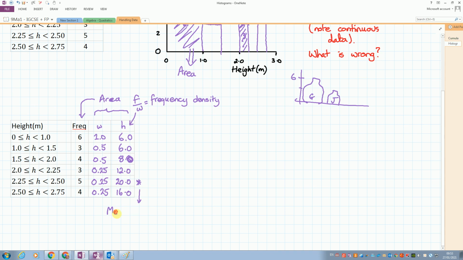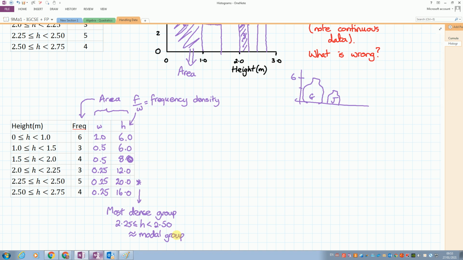So, the most dense group is 2.25, less than my height, less than 2.5. And that's very much analogous to the modal group. A few people yesterday were putting comments on saying we haven't covered how to do modal group yet.